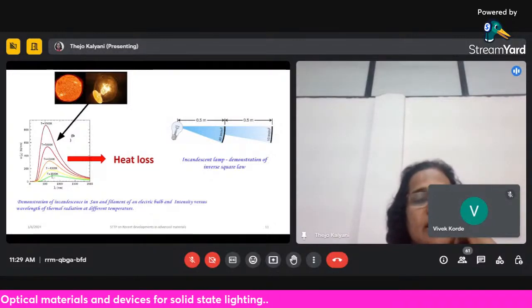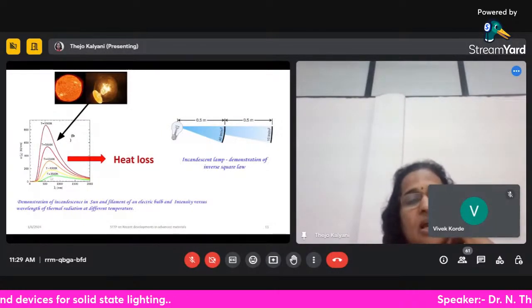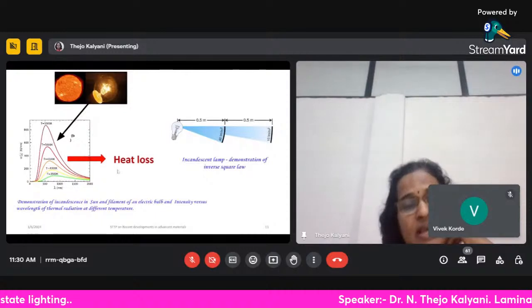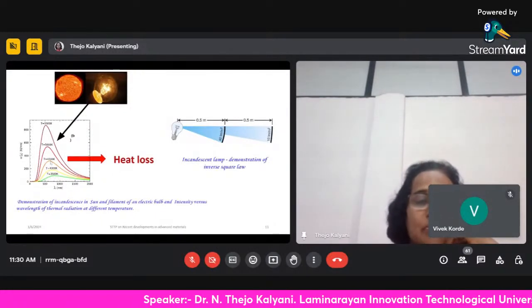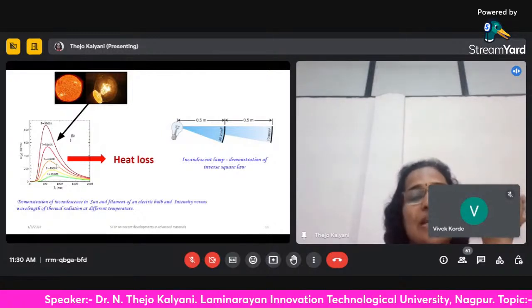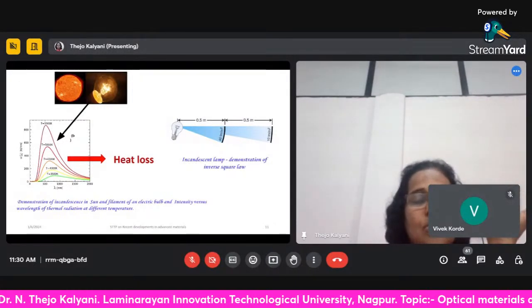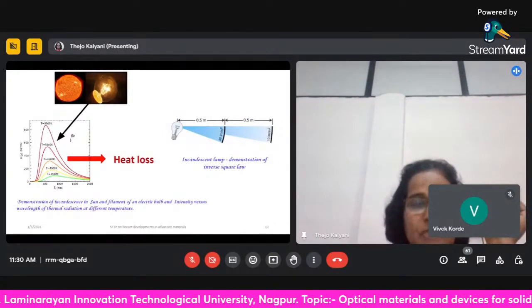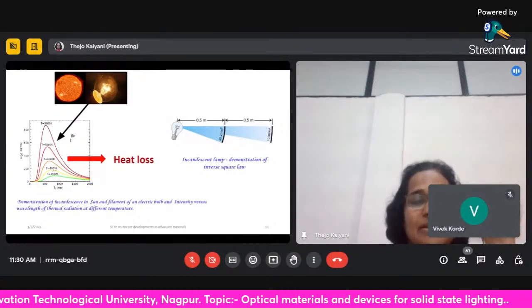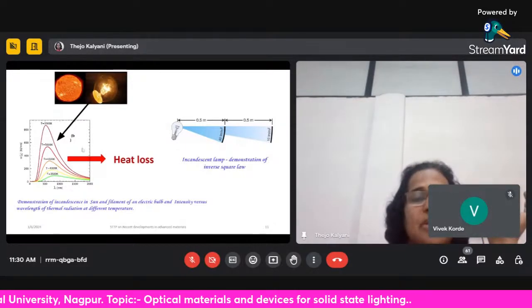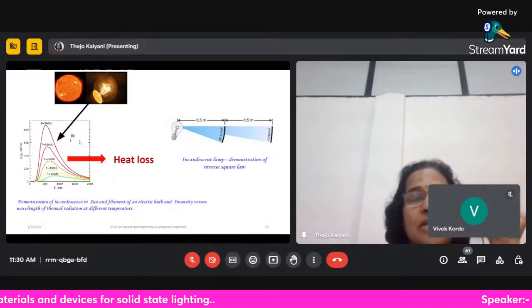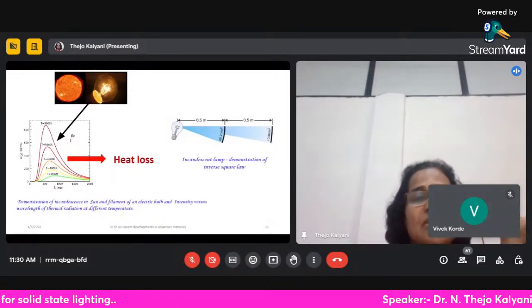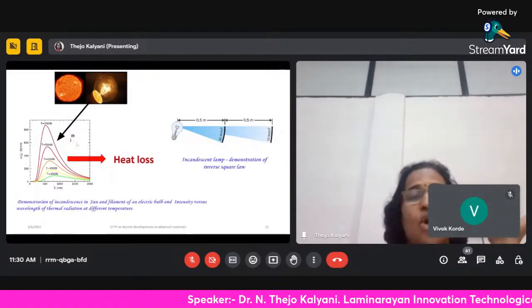So if you see the following curves here, the energy loss is there in the form of heat, and this is known as color correlated temperature. Color correlated temperature means that it's something like temperature. At a particular temperature, say for the sun, it has a certain temperature, and at that temperature, what would be the wavelength emitted by the sun, and what will be the way we see the object.